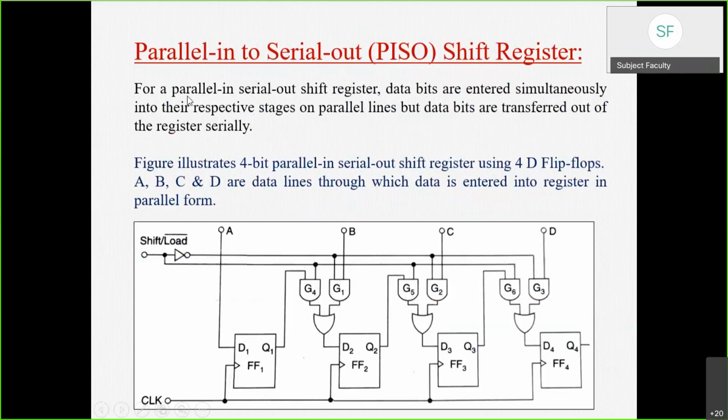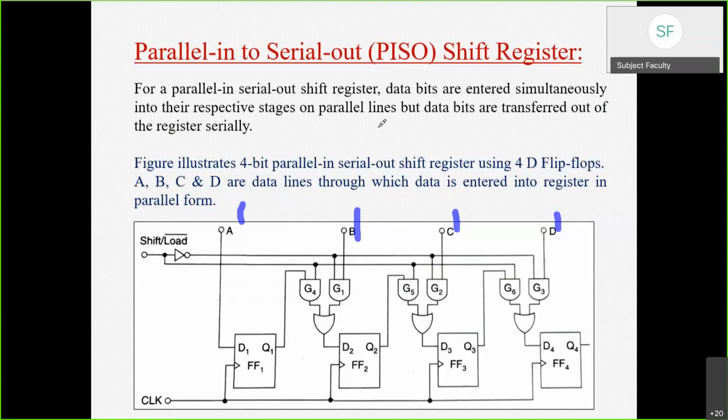For the parallel in serial out shift register, data bits are entered simultaneously. You can observe 4 data bit lines are there, A, B, C, D. These are nothing but the input data lines. The data you want to transmit should be input in parallel fashion. So that's why A, B, C, D are given. So you have to transmit 1111 at these 4 bits, A, B, C, D.